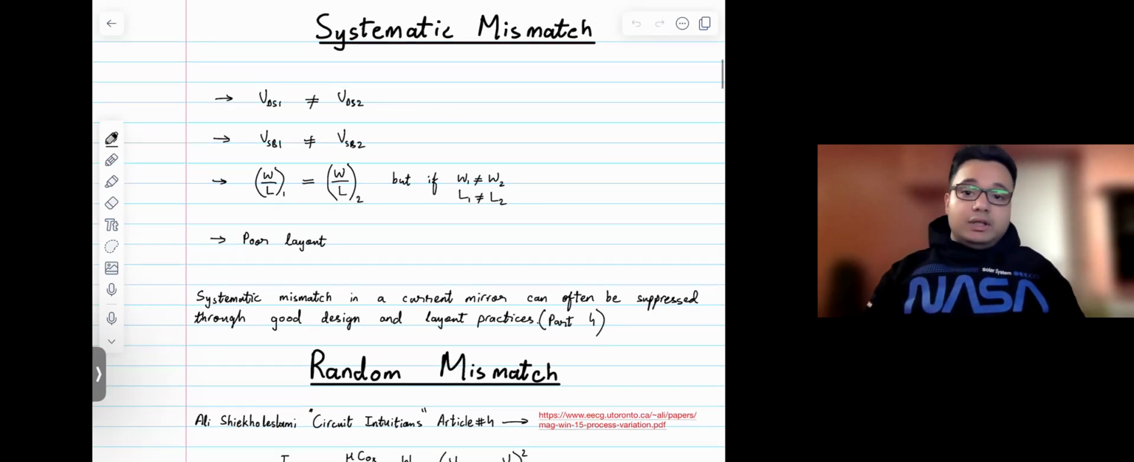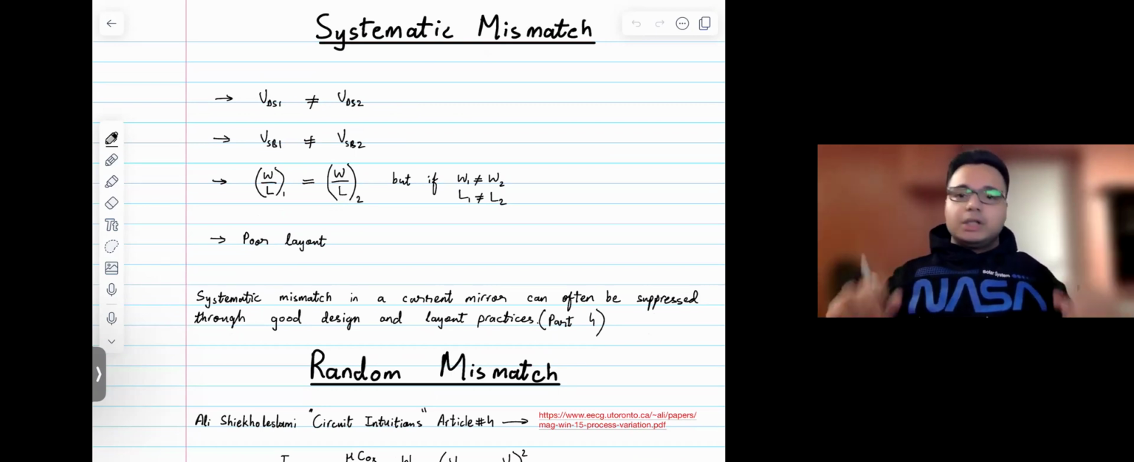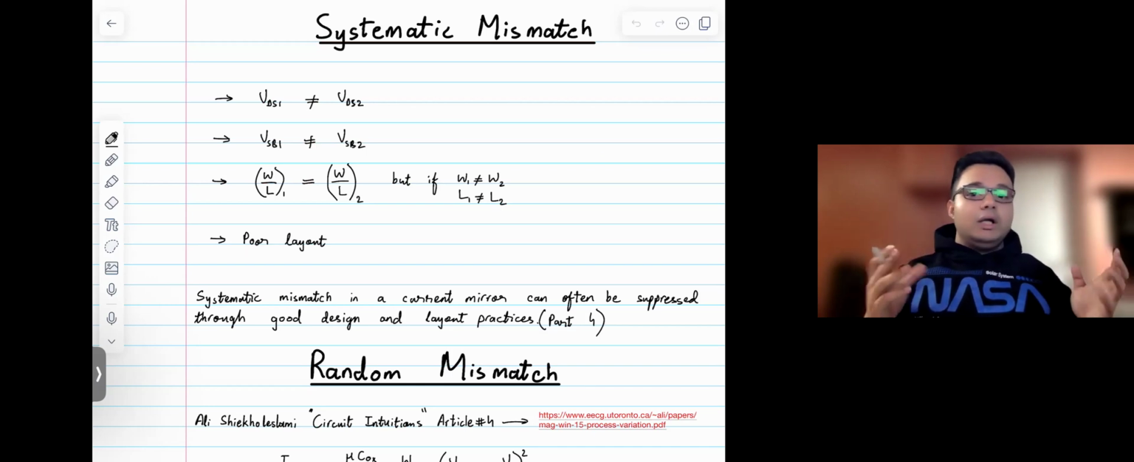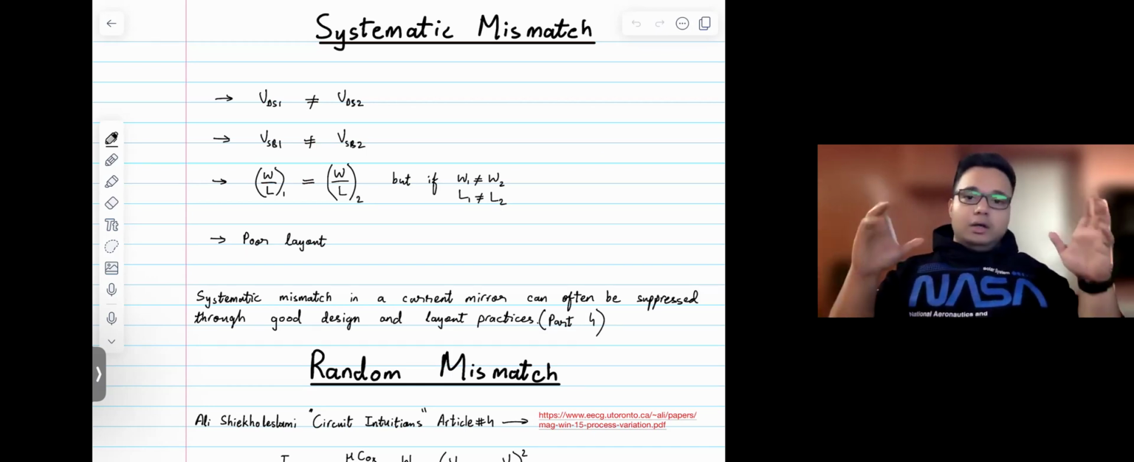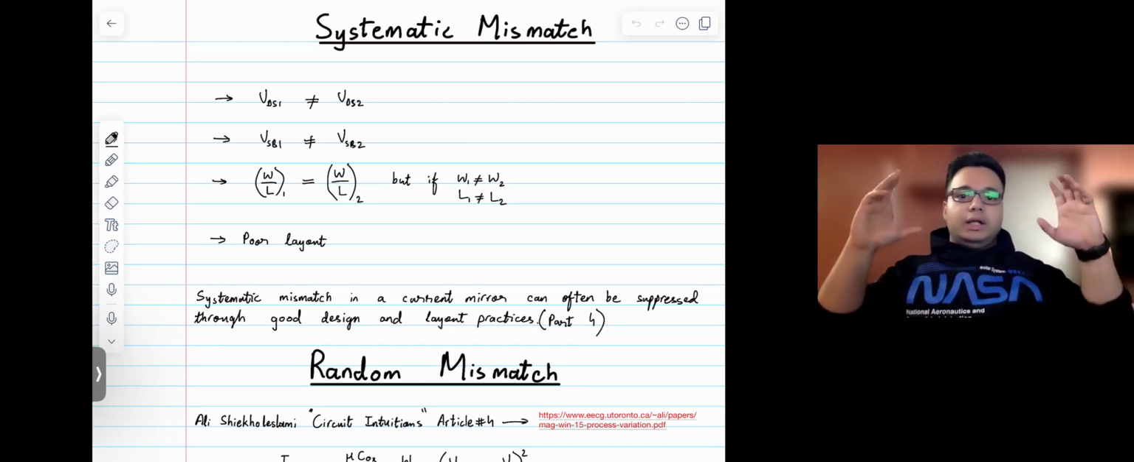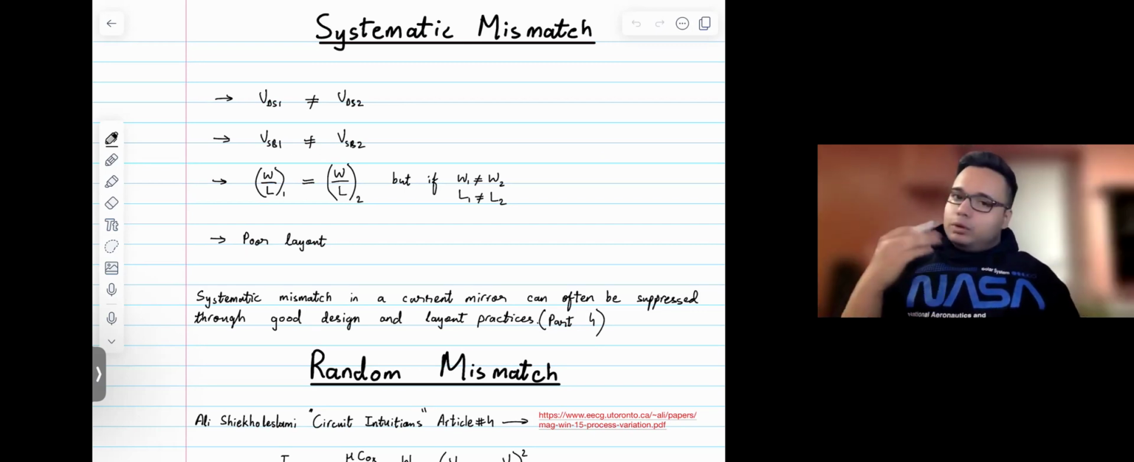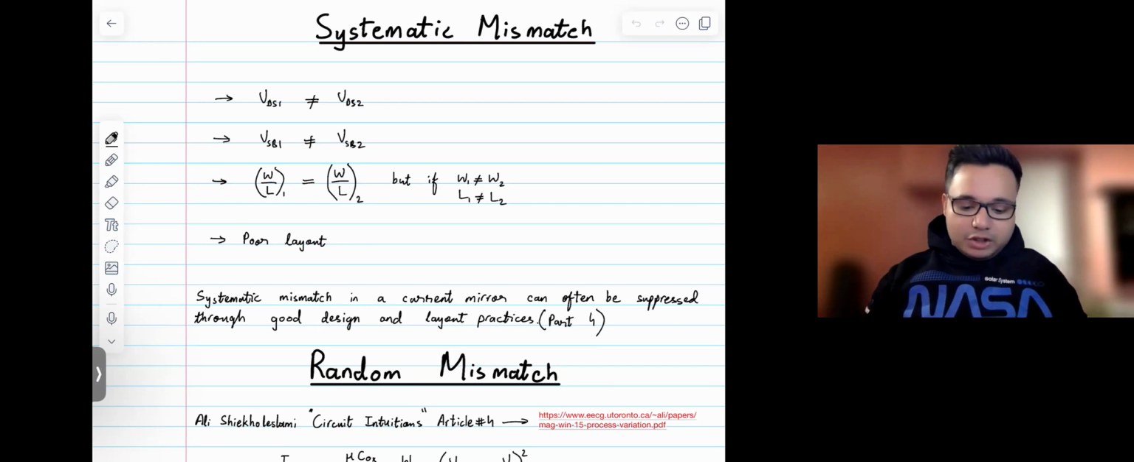One other thing that we didn't talk about is the body effect. So in our part two, we completely ignored the fact that some of these transistors may not be at equivalent source to body potential. And so if VSB1 and VSB2 are not equal, or VSB in general is not equal in the transistors of a current mirror, then that will also cause a systematic mismatch.